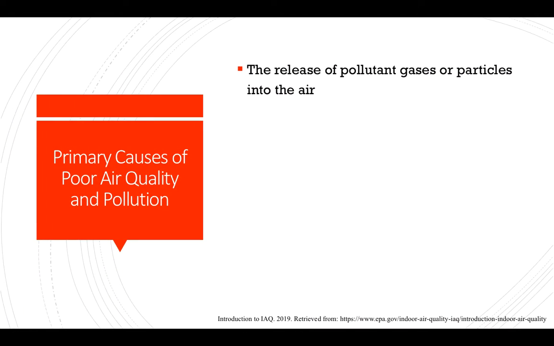So what are some primary causes of poor air quality and pollution? There are three main ones. The first one is the release of pollutant gases or particles into the air. The second is inadequate ventilation. Inadequate ventilation can increase pollutant levels if not enough outdoor air dilutes indoor emissions, and without this dilution, pollutants accumulate and create health and well-being concerns.